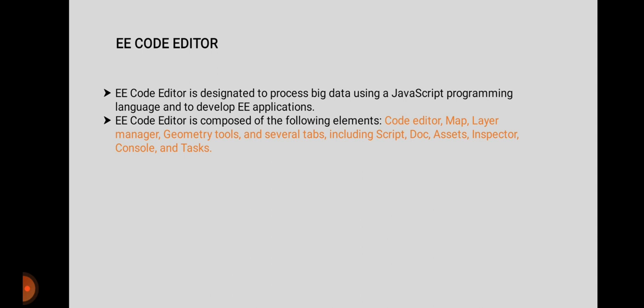Earth Engine Code Editor is designated to process big data using the JavaScript programming language and to develop Earth Engine applications. Here we use the JavaScript programming language, and the Earth Engine Code Editor is composed of the following elements: code editor, map, layer manager, geometry tools, and several tabs including script, doc, assets, inspector, console, and task.